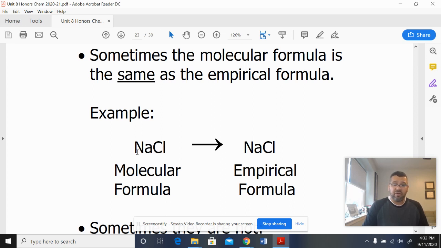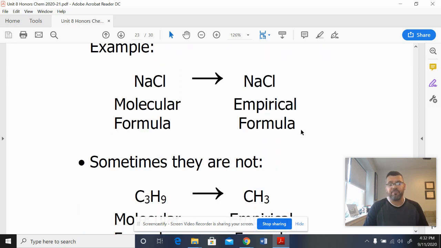For example, the molecular formula NaCl, sodium chloride, has one Na and one Cl. And the ratio of these two atoms to each other is 1-to-1. So that's as simple as it can get. You can't reduce this anymore. So it's also the empirical formula.